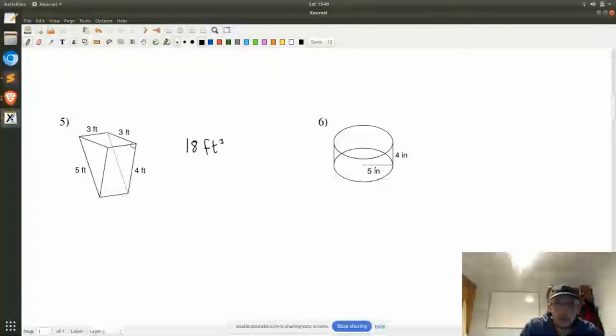Pi r squared, then times h. So the radius is 5, so 25 pi, and then times that by h. So 100 pi. To the nearest tenth is 314.2 cubic inches.